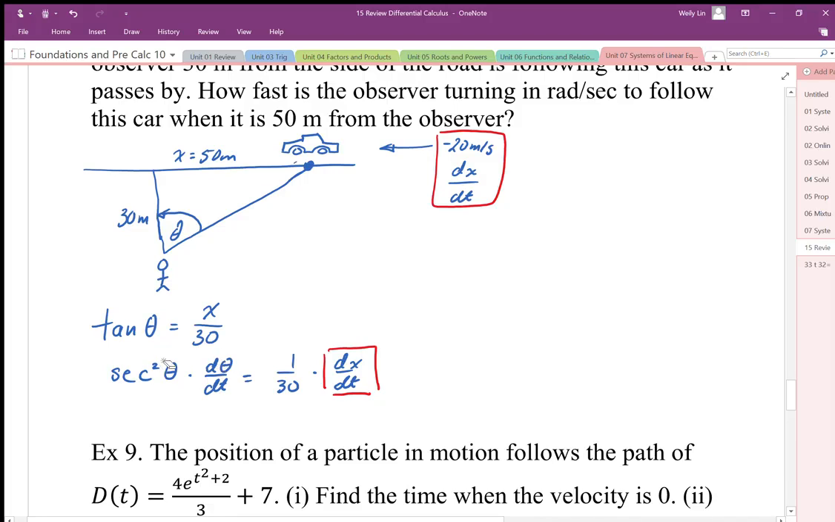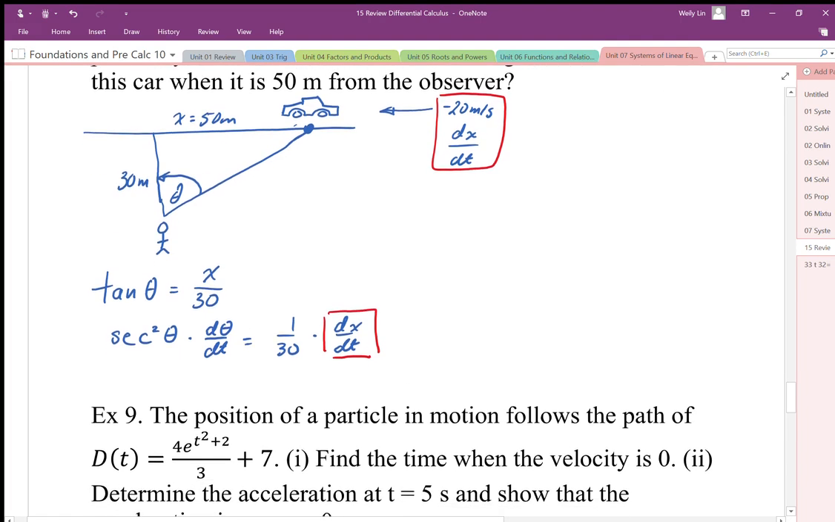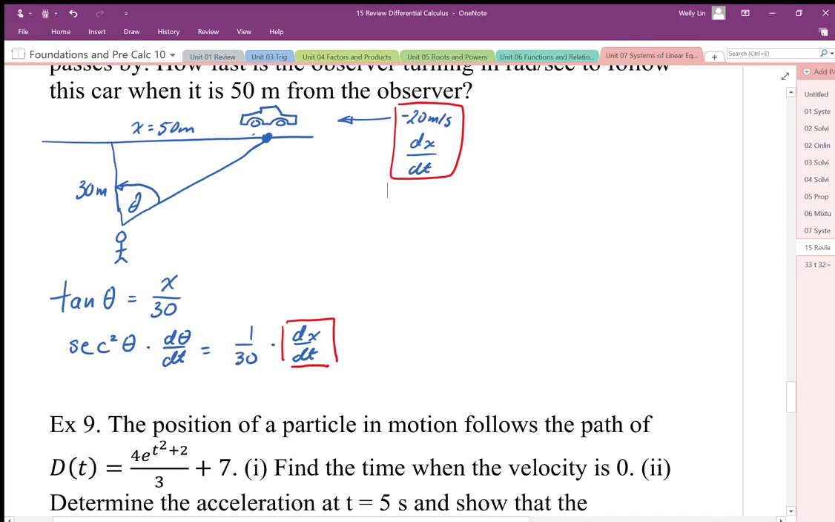And I've got a secant squared theta expression, but I don't know theta here, whereas I know x. Now this isn't too much of an issue because if we know the ratio of 50 to 30, we know the shape of the triangle, so we know the theta, so we can work out the theta. So we're going to do this slightly differently in that we probably don't even need to solve for the angle, because since we have the ratio, we can probably just use the sides. So I'm going to first solve for the d theta by dt.